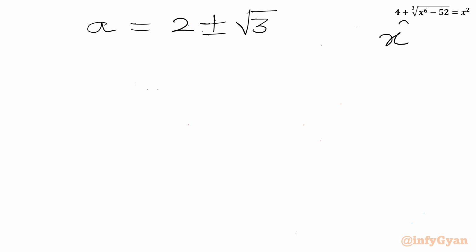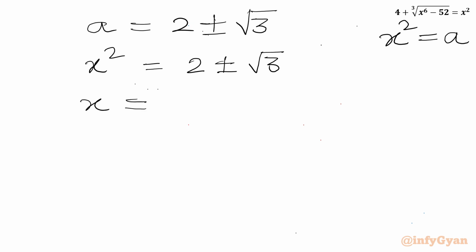Let me write here a equal to 2 plus minus square root 3. Now our substitution was x square equal to a. So in place of a I can write x square. This will be equal to 2 plus minus square root 3. Both values are positive, 2 plus root 3 and 2 minus root 3, as root 3 is 1.732, which is smaller than 2. So x square will be positive, all solutions will be real. So x will come out plus minus square root of 2 plus minus square root of 3.